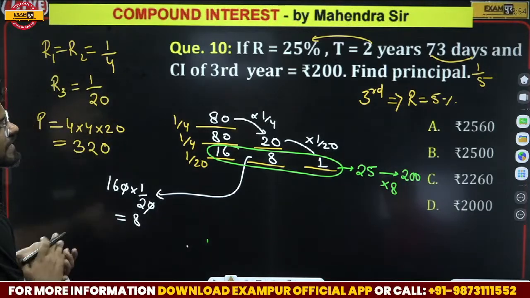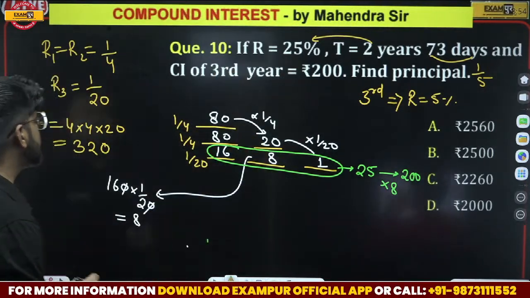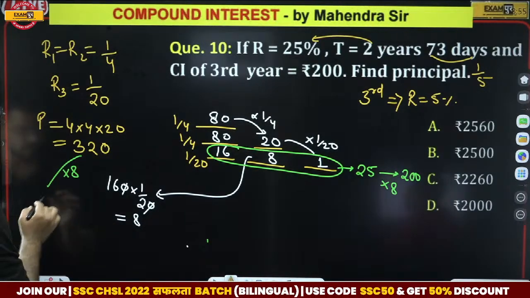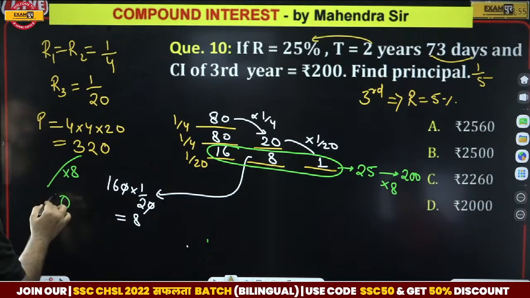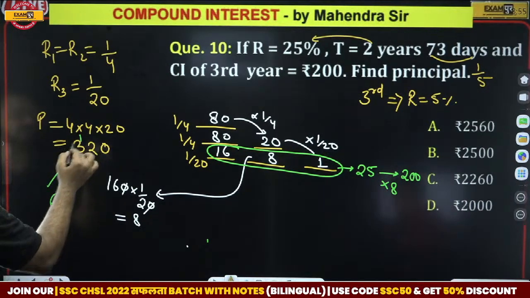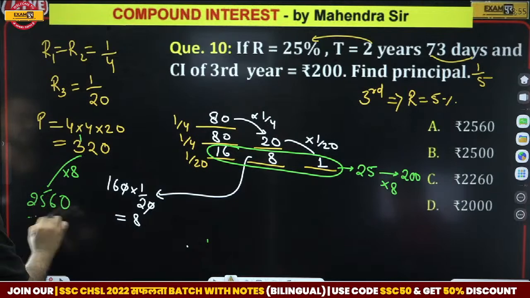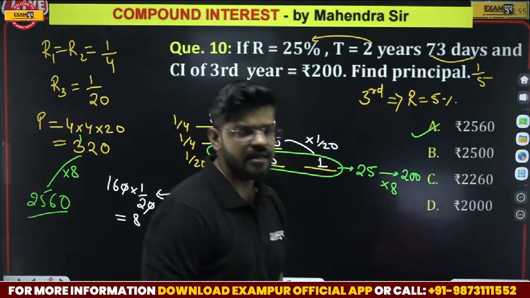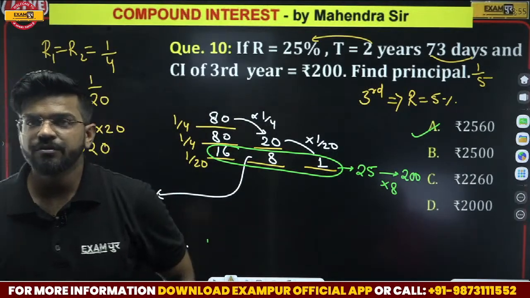So if the multiplying factor is 8, we have to calculate principal. Multiply it by principal. So 0 as it is, 8 2s are 16, carry 1, 8 3s are 24. So 2560 is my answer. Is there 2560? Yes, option number A is my right answer. Clear to all of you?